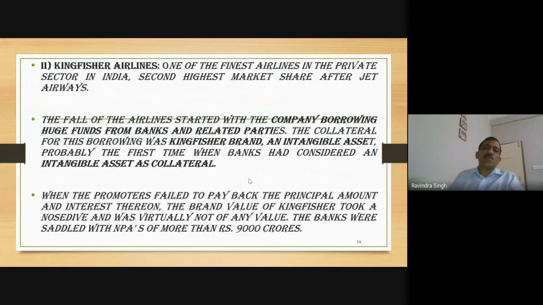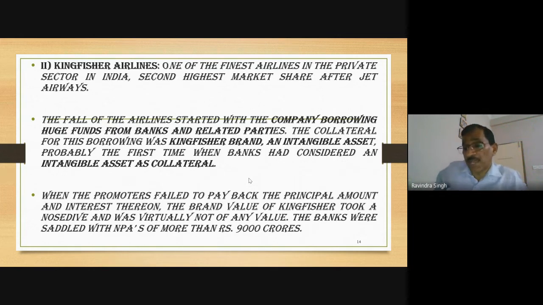Kingfisher Airlines, one of the finest airlines in the private sector in India, second highest market share after Jet. The fall of the airlines started with the company borrowing huge funds from the bank. Now any bank that gives you funds or borrowing will keep some security against it. What will that be? That will be your balance sheet, your fixed assets. Now you have created dummy fixed assets in your balance sheet, and that bank is satisfied, and has given a large borrowing. The collateral for this borrowing was the Kingfisher brand.